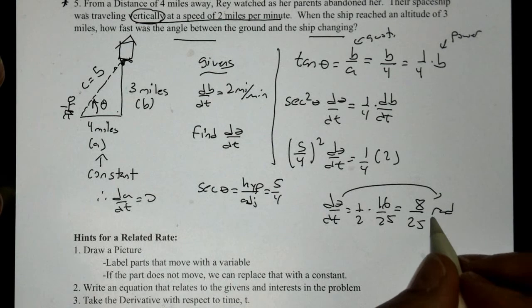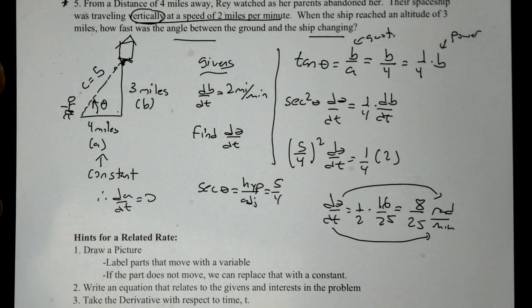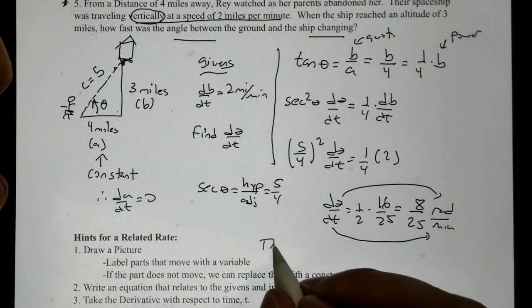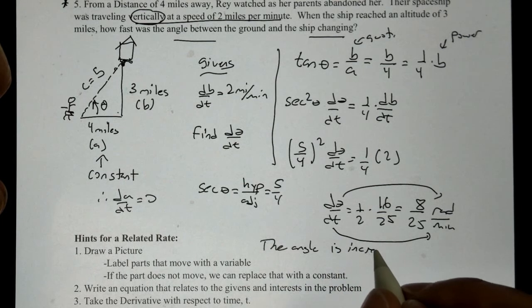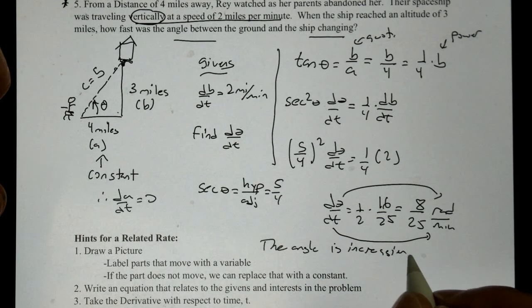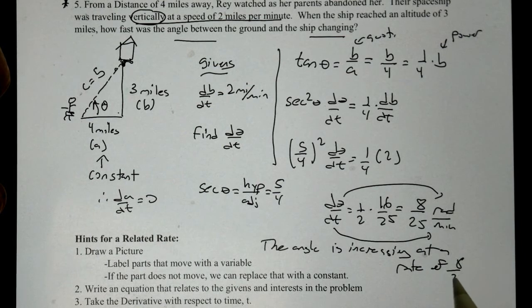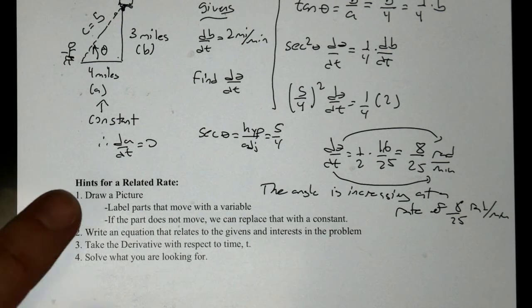Theta is always in radians. Time in this case, minutes. So we can say that the angle is increasing at a rate of 8 over 25 radians per minute. And there's our answer. So when we're doing a related rate, one, draw a picture.